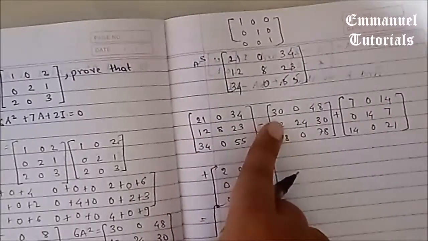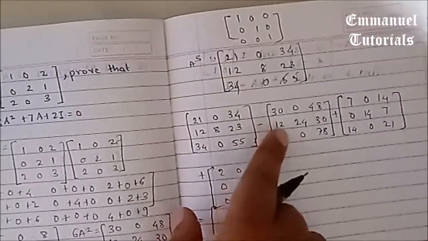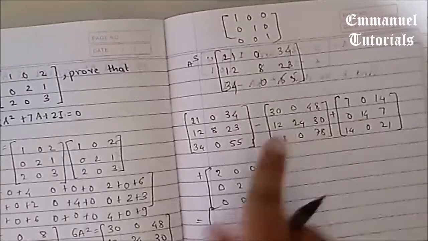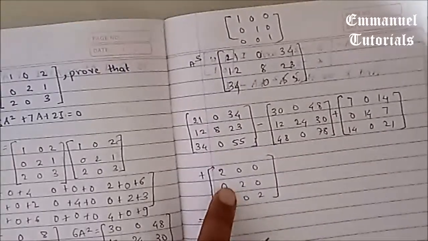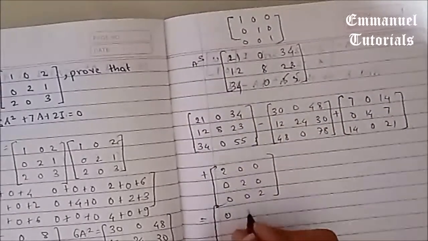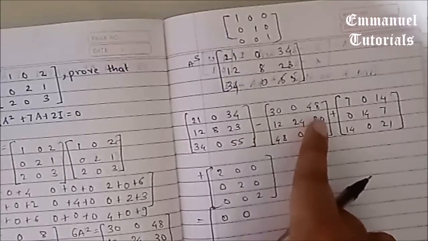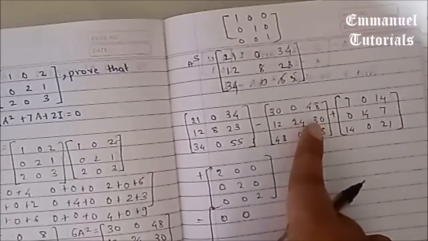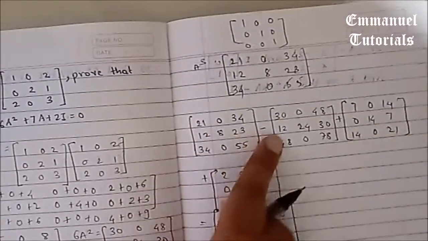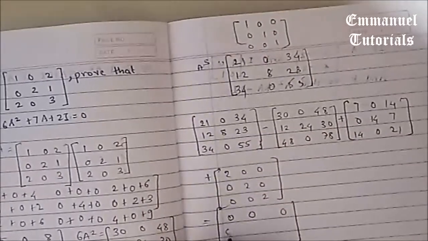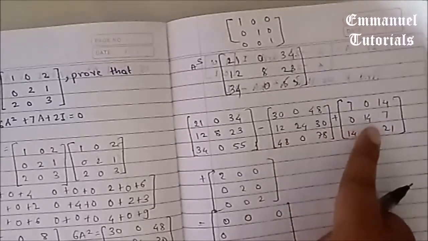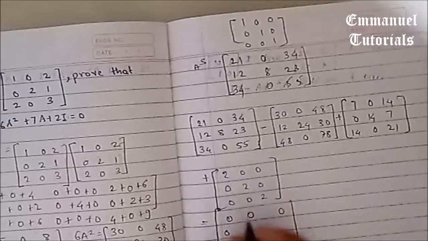Now let's find out what this gives us. 21 minus 30 is minus 9. Minus 9 plus 7 is minus 2, and minus 2 plus 2 is 0. 0 plus 0 is 0. 0 plus 0, again all are zeros. 34 minus 48 will give us minus 14. Minus 14 plus 14 is 0. 12 minus 12 is 0 plus 0 plus 0, again 0. 8 minus 24 is minus 16. Minus 16 plus 14 is minus 2 plus 2, which is 0.